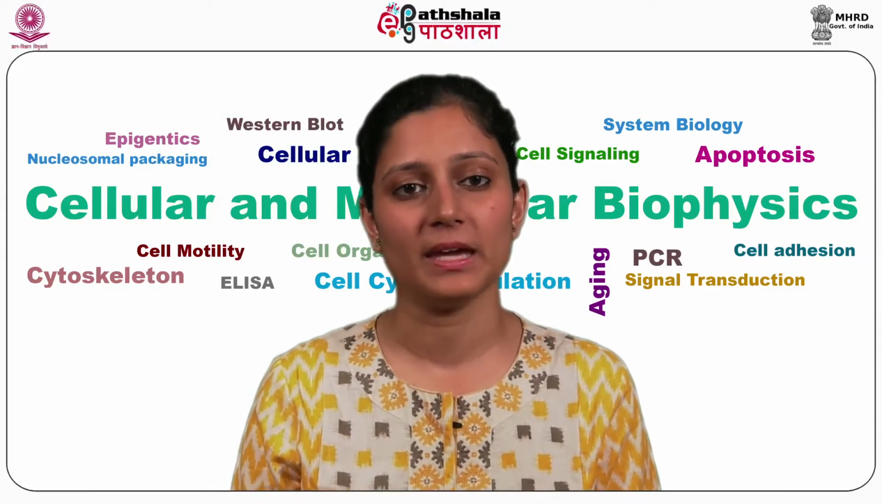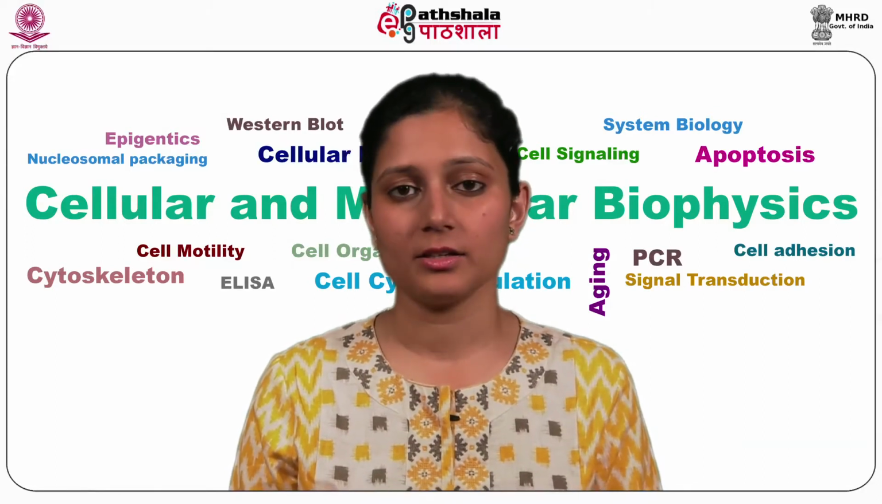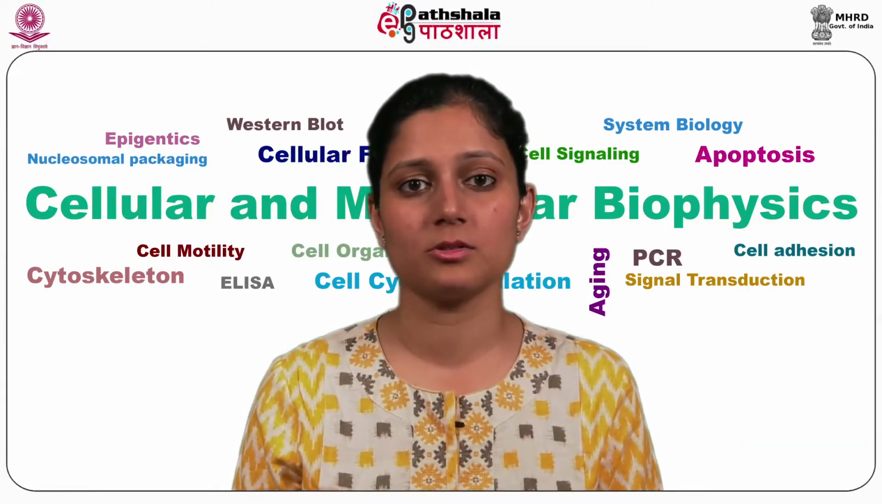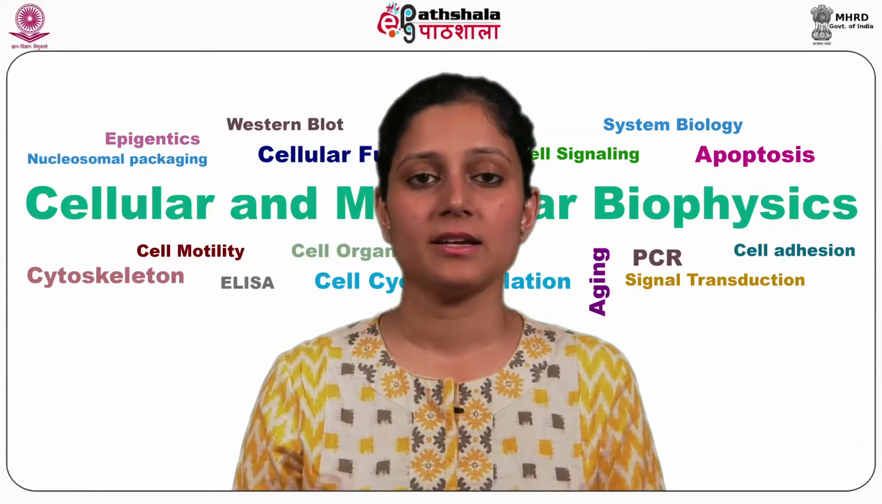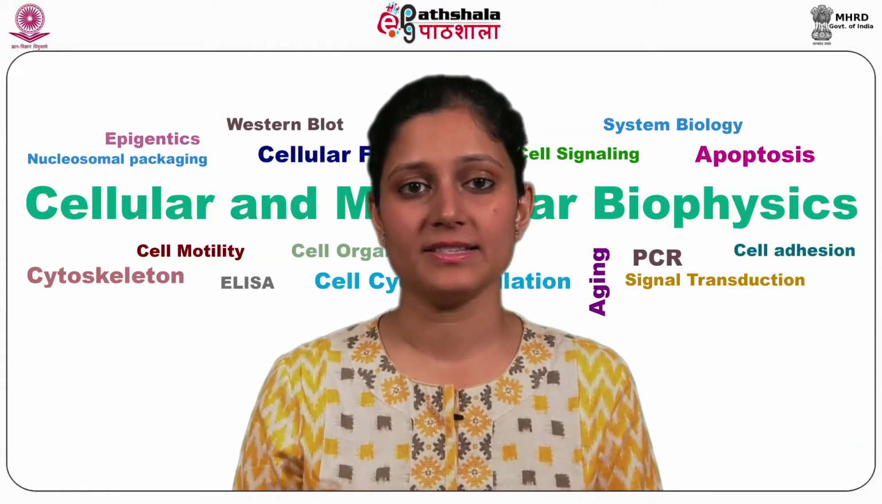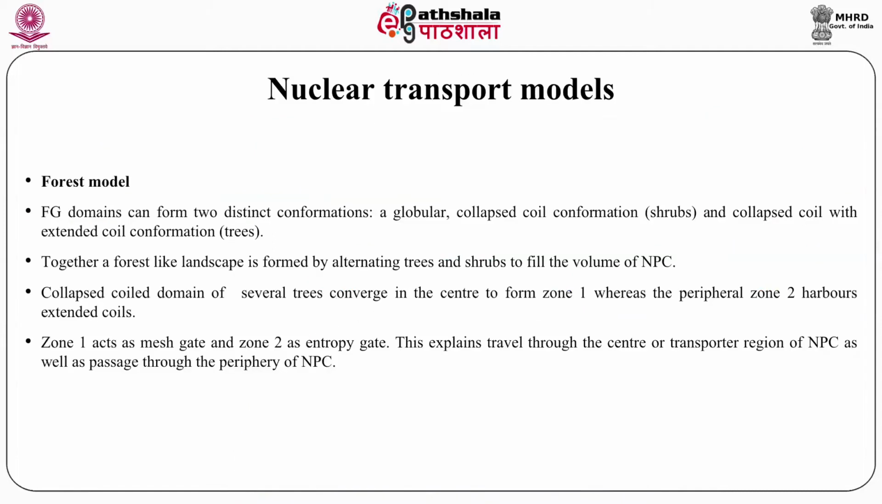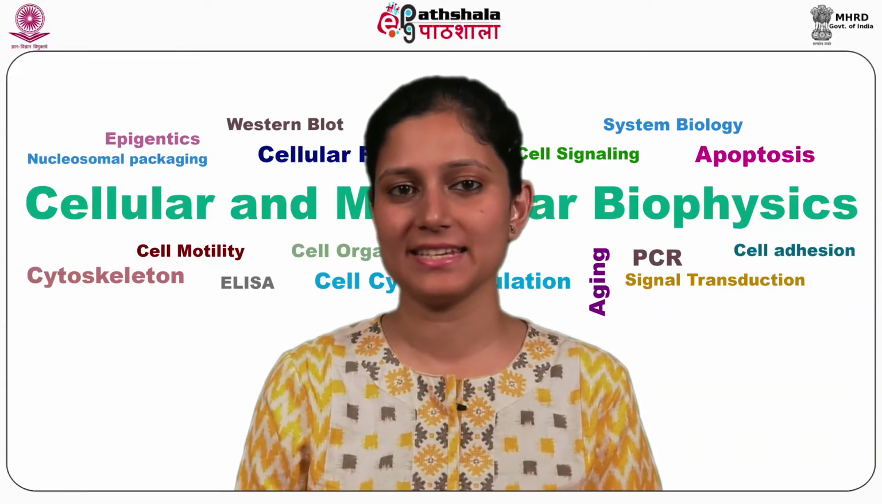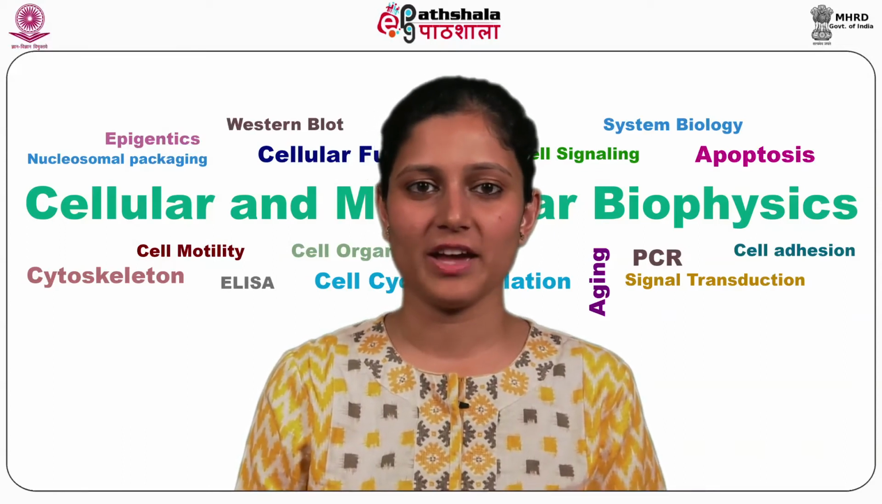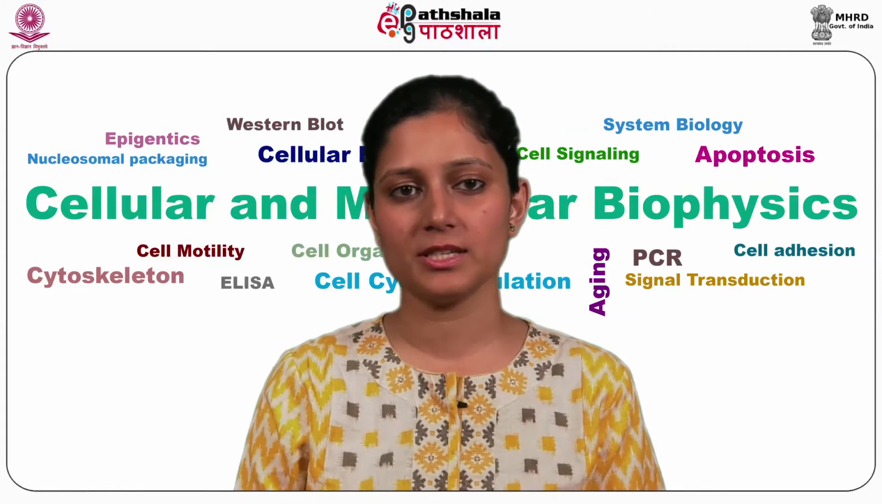Collapsed coil domains of several trees converge in the center to form a zone 1, whereas the peripheral zone 2 harbors extended coils. Zone 1 acts as mesh gate and zone 2 as entropy gate. This model explains travel through the center or transporter region of NPC as well as passage through the periphery of NPC. The fourth model is shown as D and is called Reduction of Dimensionality or ROD model.